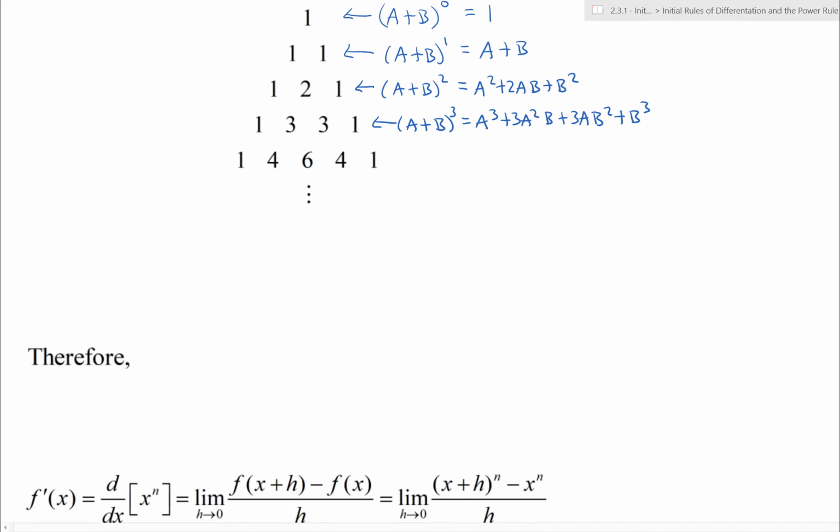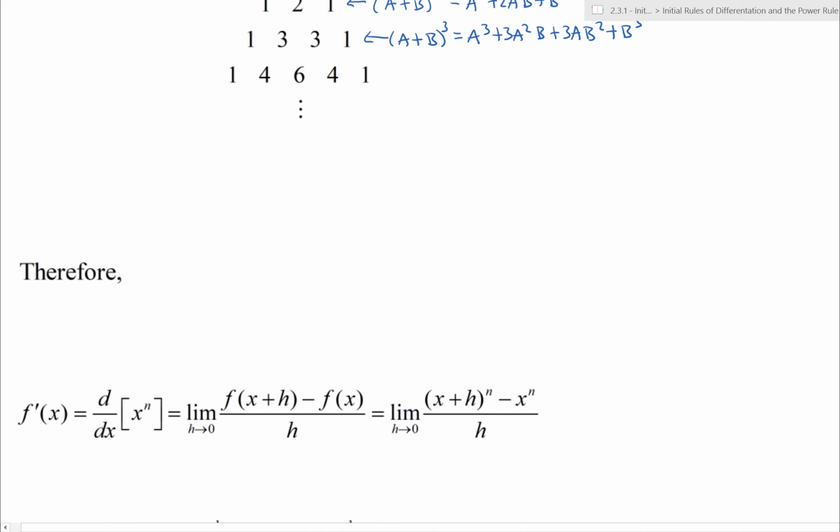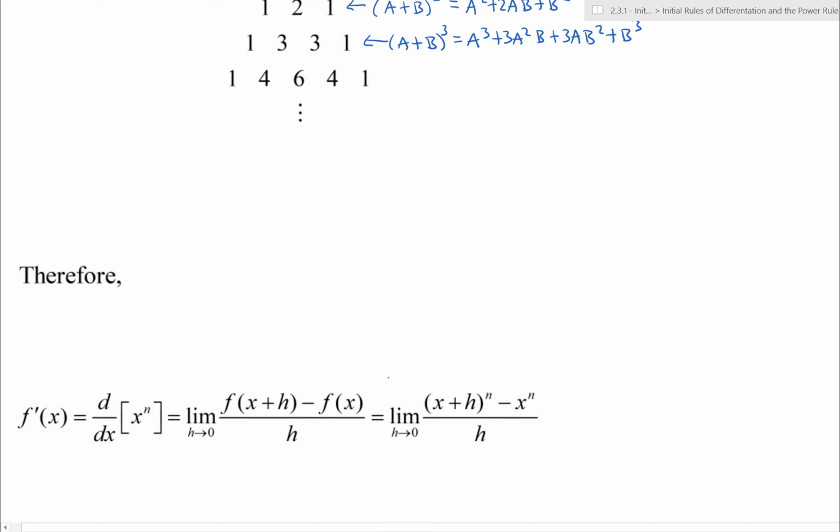Okay, so you think about that triangle in the back of our head here. Let's go back to our limit that we were trying to find, the derivative of the function x to the n. We were right here, right?